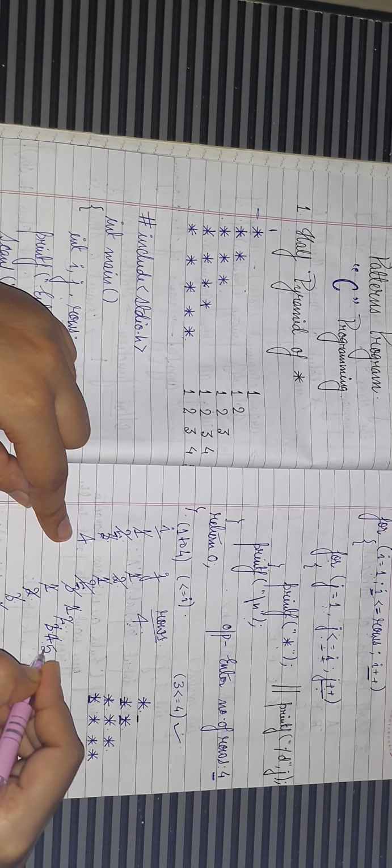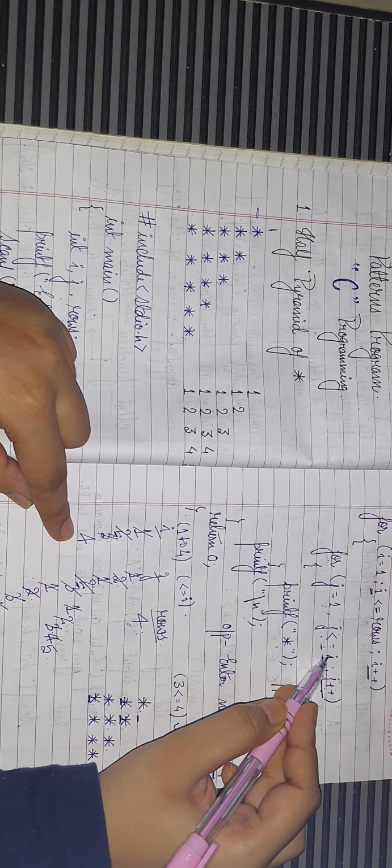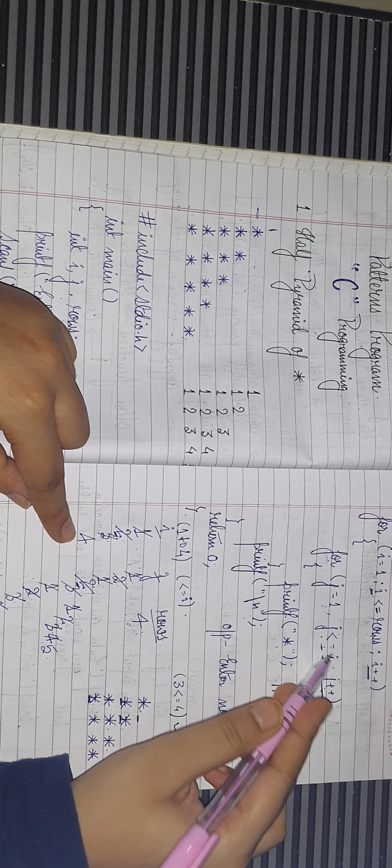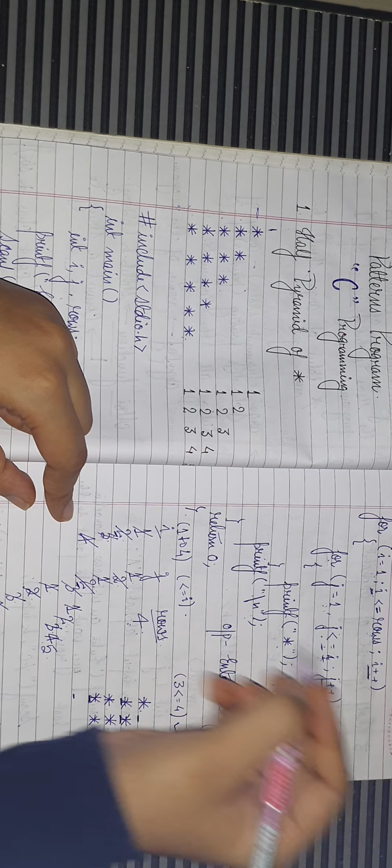Now the j value will be incremented to 5. Is 5 less than or equal to 4, because the i value is 4? No, the condition is false. We will print the next line. So now the i value will be incremented by 1.